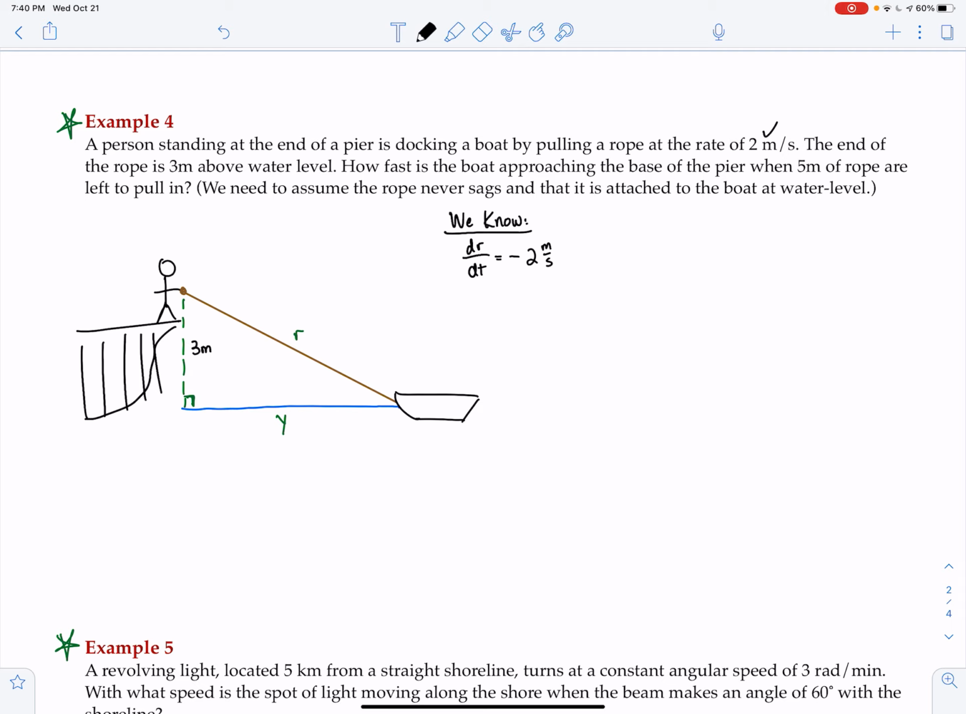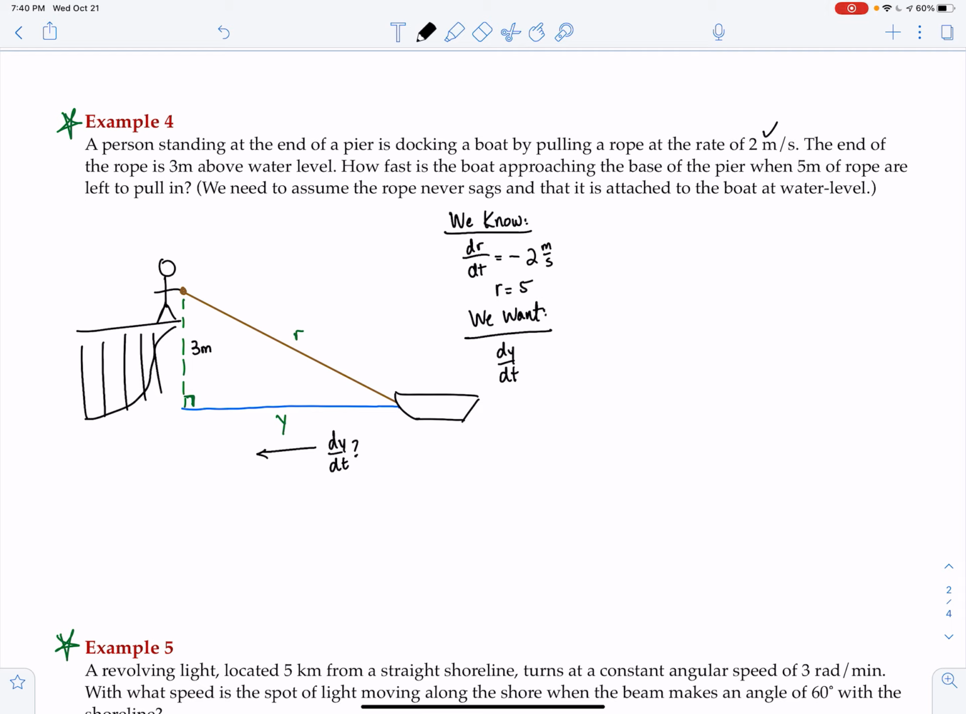How fast is the boat approaching the base of the pier? So we are wondering how fast is the base of the boat, which is represented by y. So we want to know what dy/dt is. When 5 meters of the rope are left to pull in, we also know that r is equal to 5.